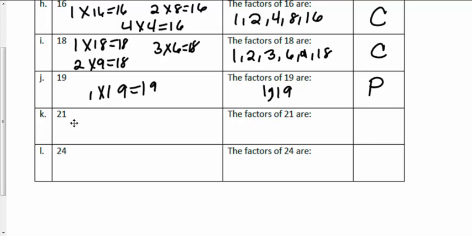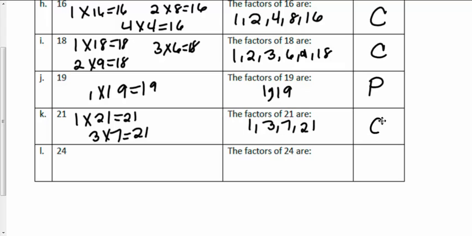So 1 times 21 equals 21, and 3 times 7 equals 21. So factors of 21 are 1, 3, 7, and 21. So it is composite. All right, 24.